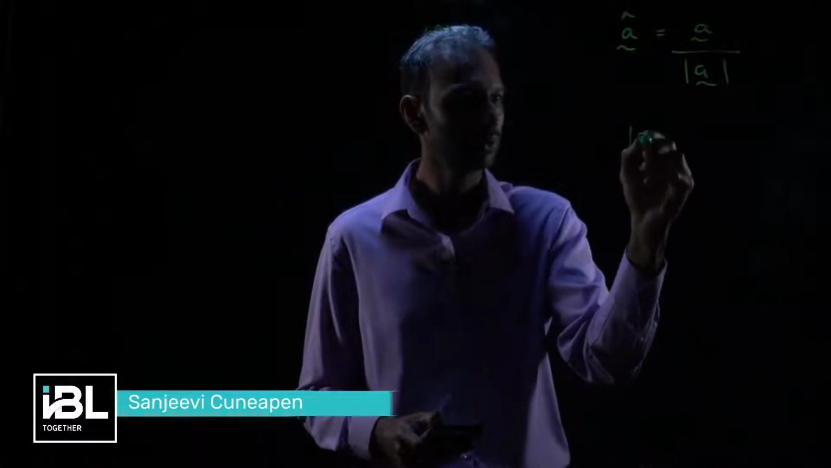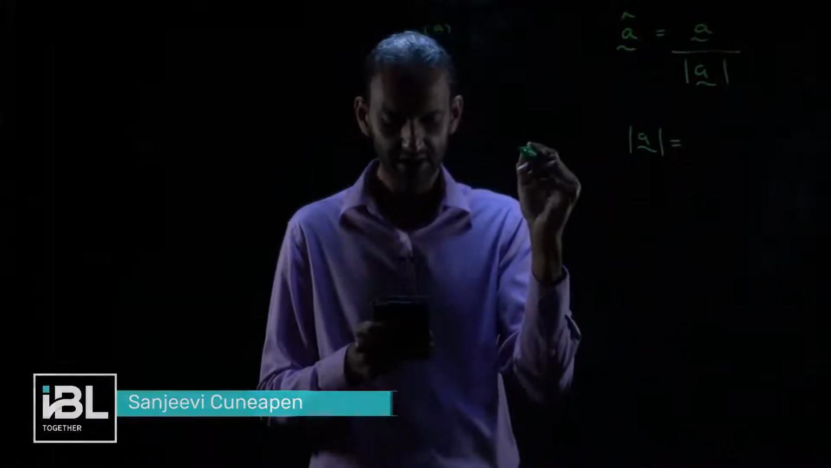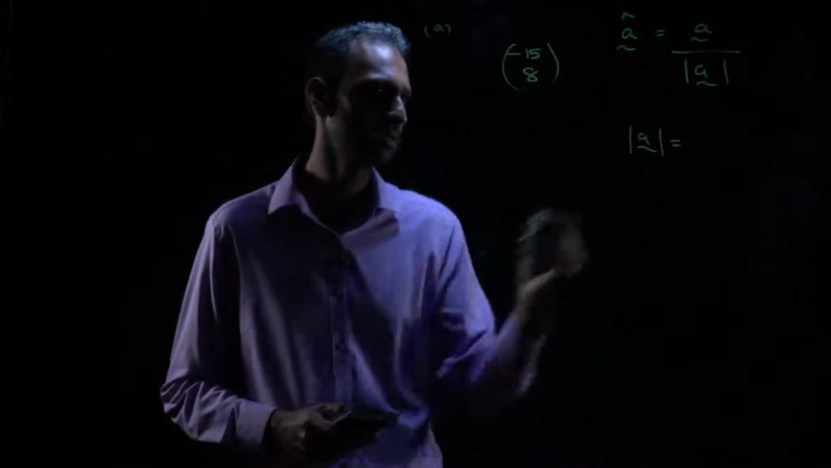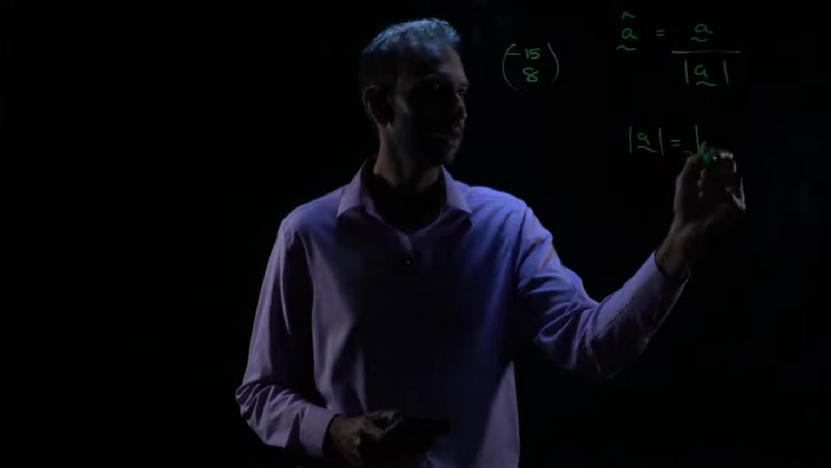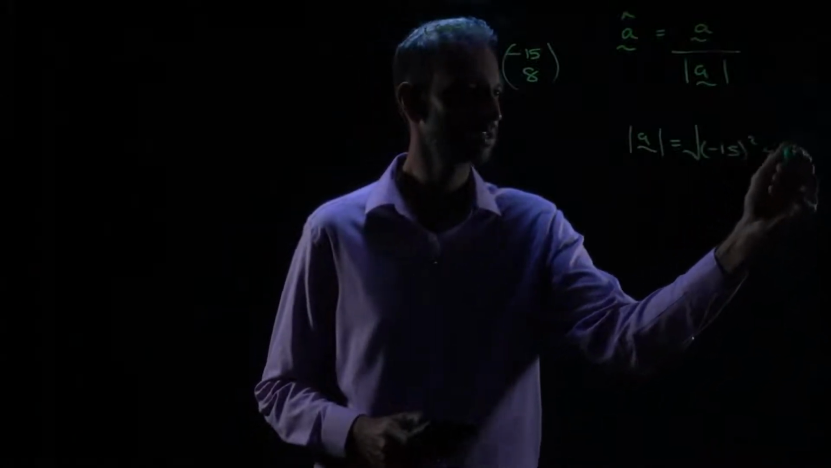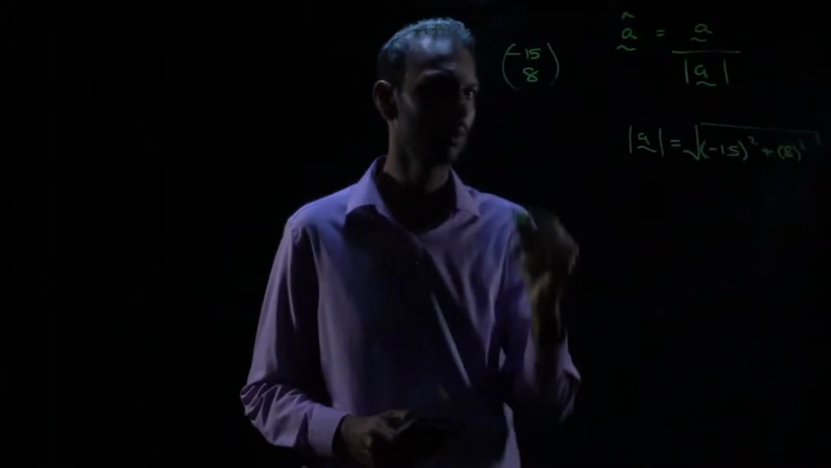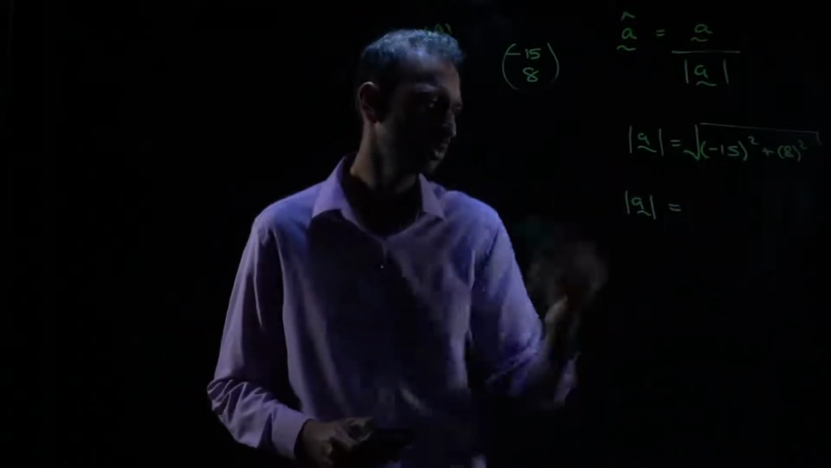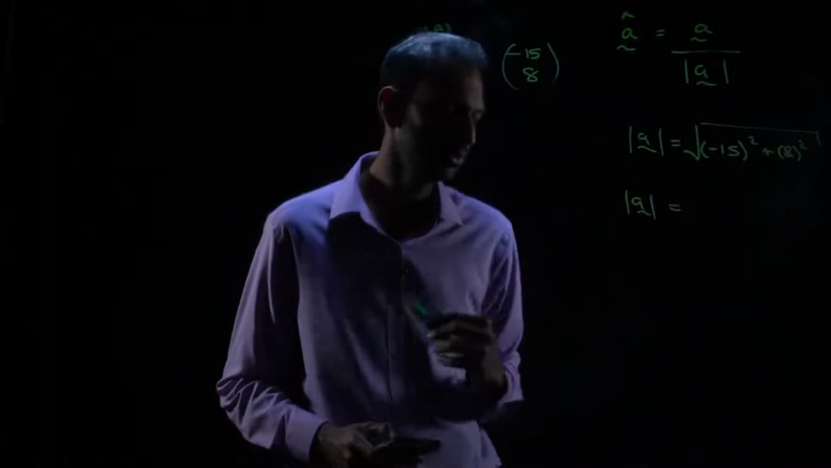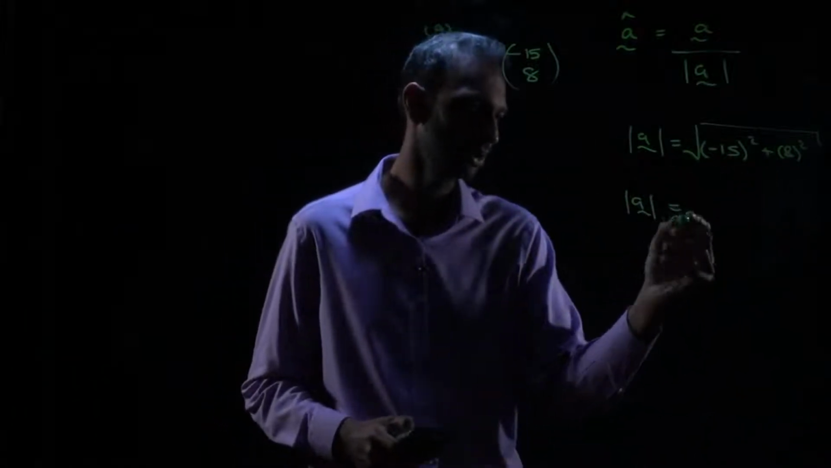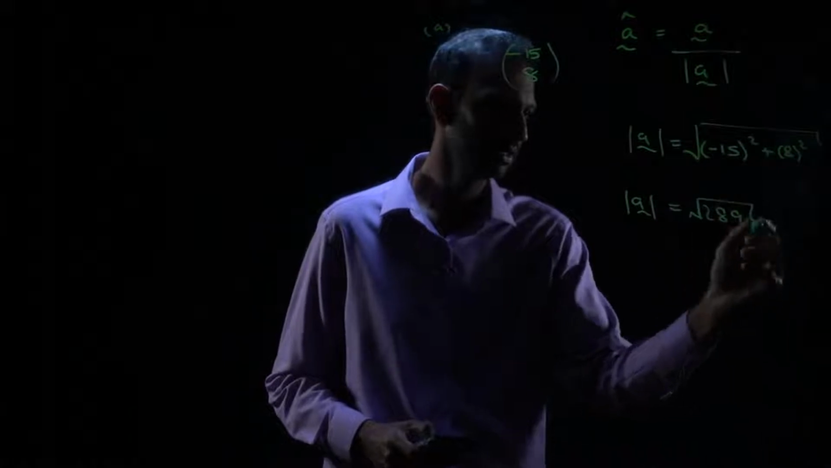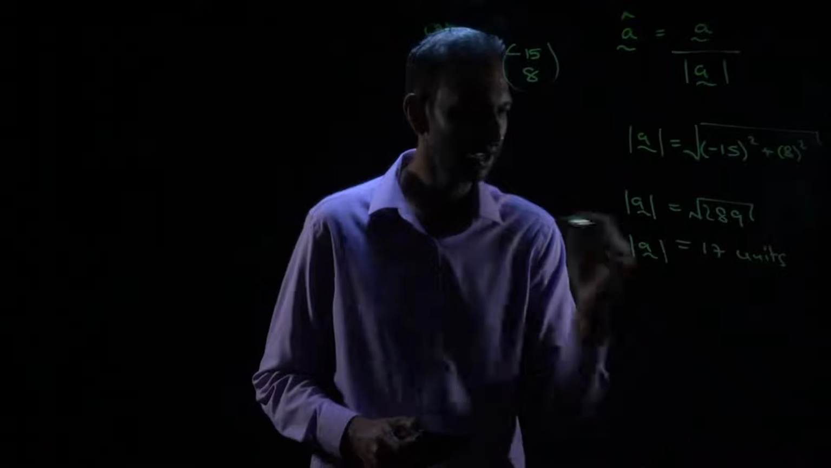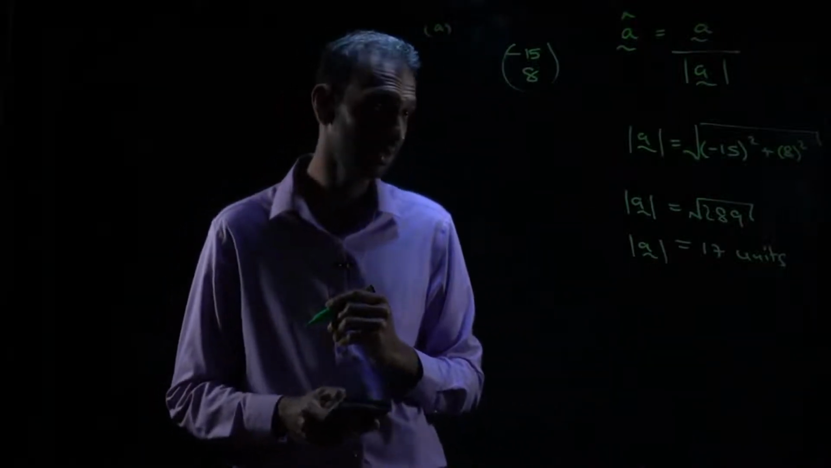So the magnitude would be the modulus of A. The vector is minus 15 and 8. So the magnitude of A would be the square root of minus 15 squared plus 8 squared, right? So modulus of A would be 15 squared, which is 225, plus 8 squared, which is 64, so that gives us the square root of 289, which is 17 units. So modulus of A is 17 units, the magnitude is 17 units.